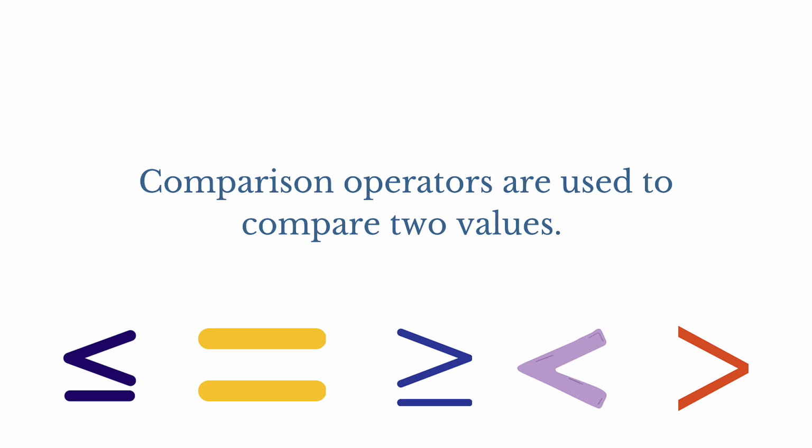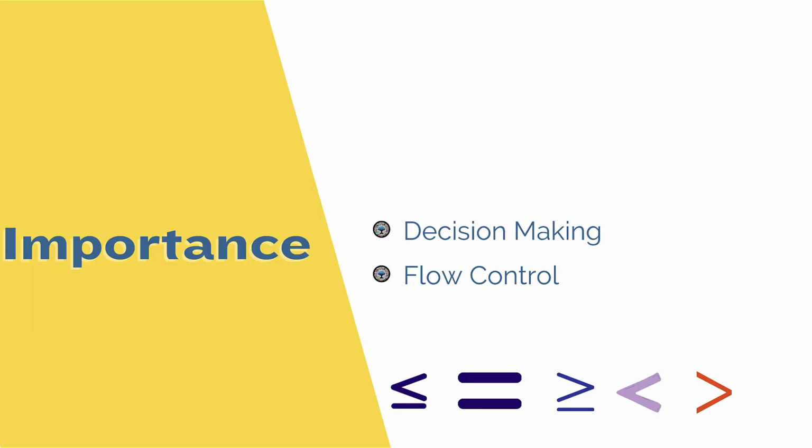Comparison operators are used to compare two values. They return true or false based on the condition being evaluated. It is essential for making decisions using conditional statements and also in flow control. For example, it helps in controlling the flow of the program by evaluating certain conditions that you provide.